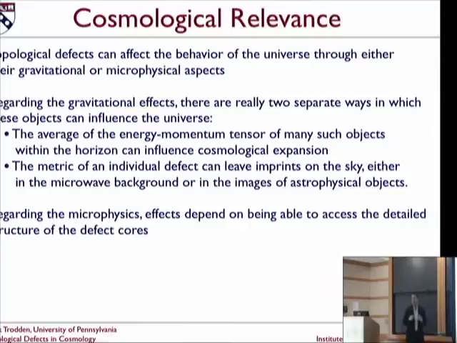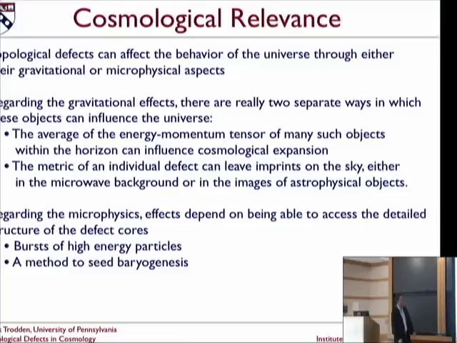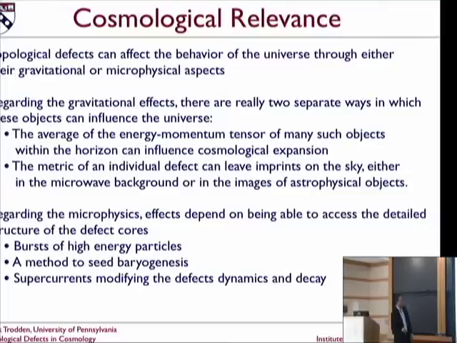And one way in which that can happen is through bursts of high energy particles, I'll mention briefly at the end. It can be a method to seed baryogenesis, a way to make the universe have an excess of matter over antimatter. And as I'll mention very briefly, strings, it turns out, in their cores can carry supercurrents. And if they carry supercurrents, it can completely change the way in which defect networks evolve. And it can make them either useful for cosmology or can constrain particle theories that admit such solutions.